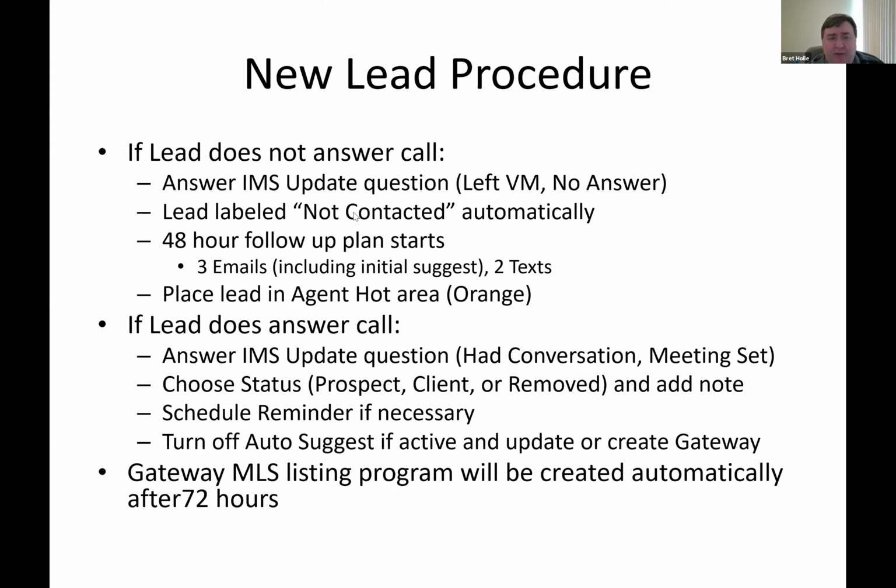Now, after all of this happens, either way, after 72 hours, the system is going to automatically create the Gateway MLS listing program. It's going to send a general message, homes for the client from the agent, and it's going to basically guess at what they want, and it's going to set up the search. The search is going to be based on the properties they clicked on. Sometimes it's good, sometimes it's not, so it's always better to, as soon as you find out from the client, update the gateway search and turn off the suggest program.